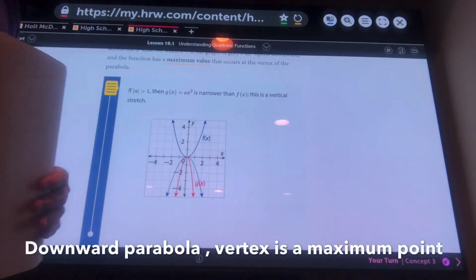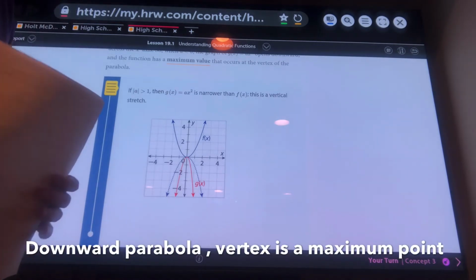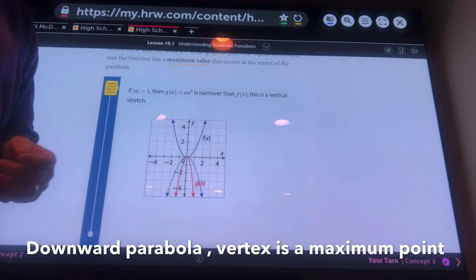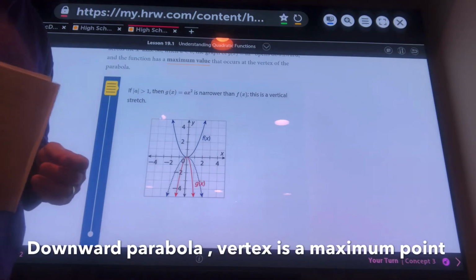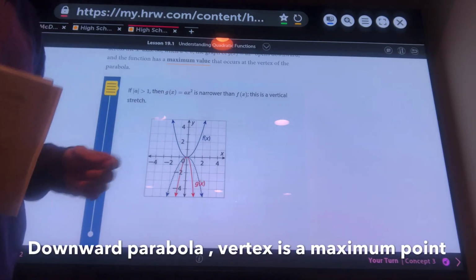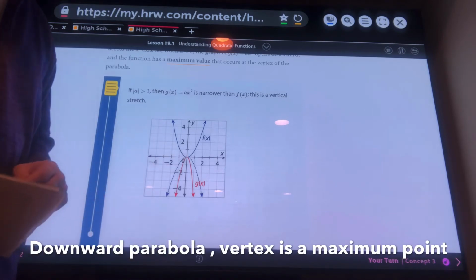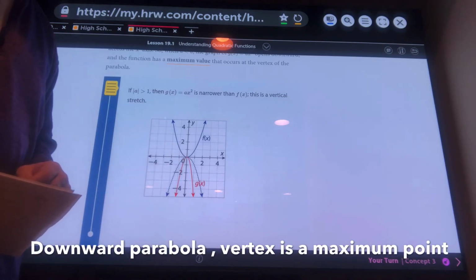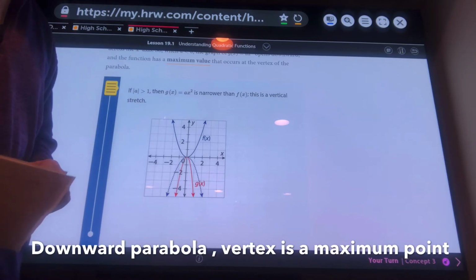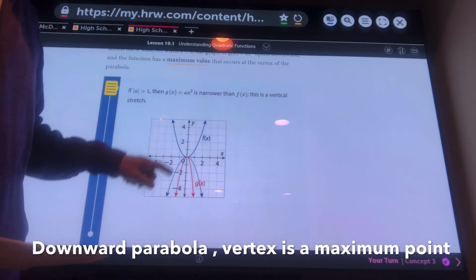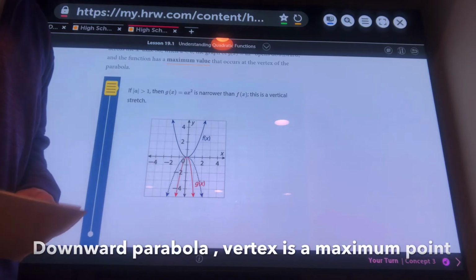A little more terminology. Now that we have the graph facing downward, because the a was negative, a downward facing parabola, the vertex, which here is 0, 0, would be called the maximum point. So the vertex in a downward facing graph going down is called the maximum point.